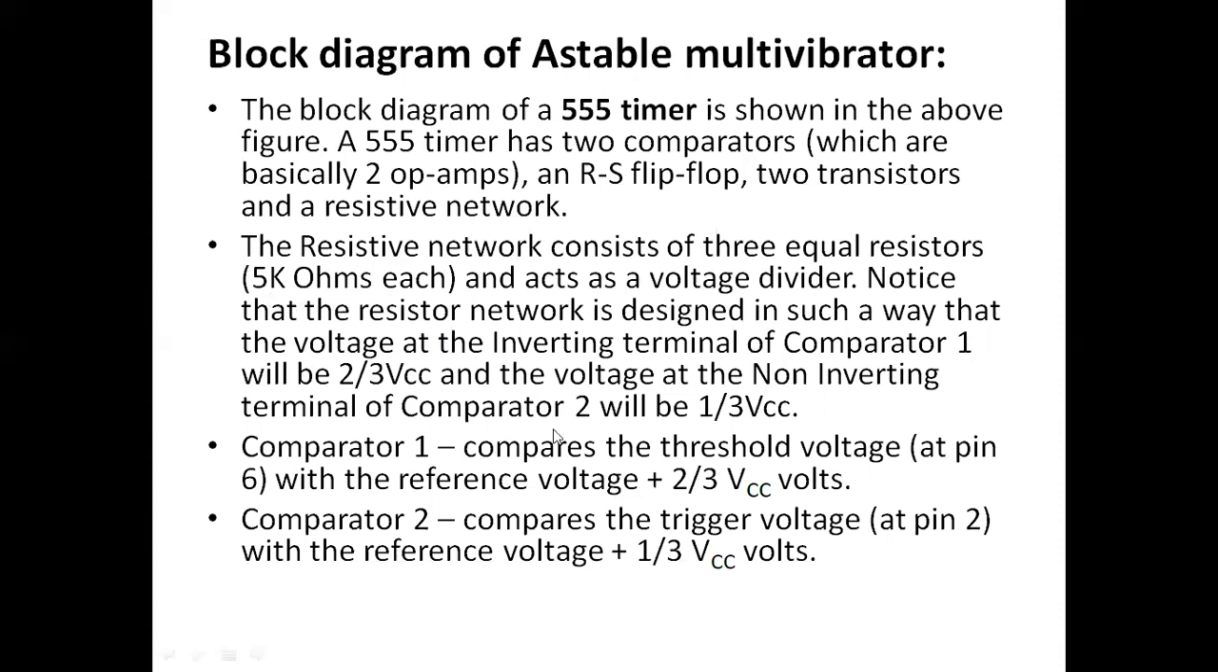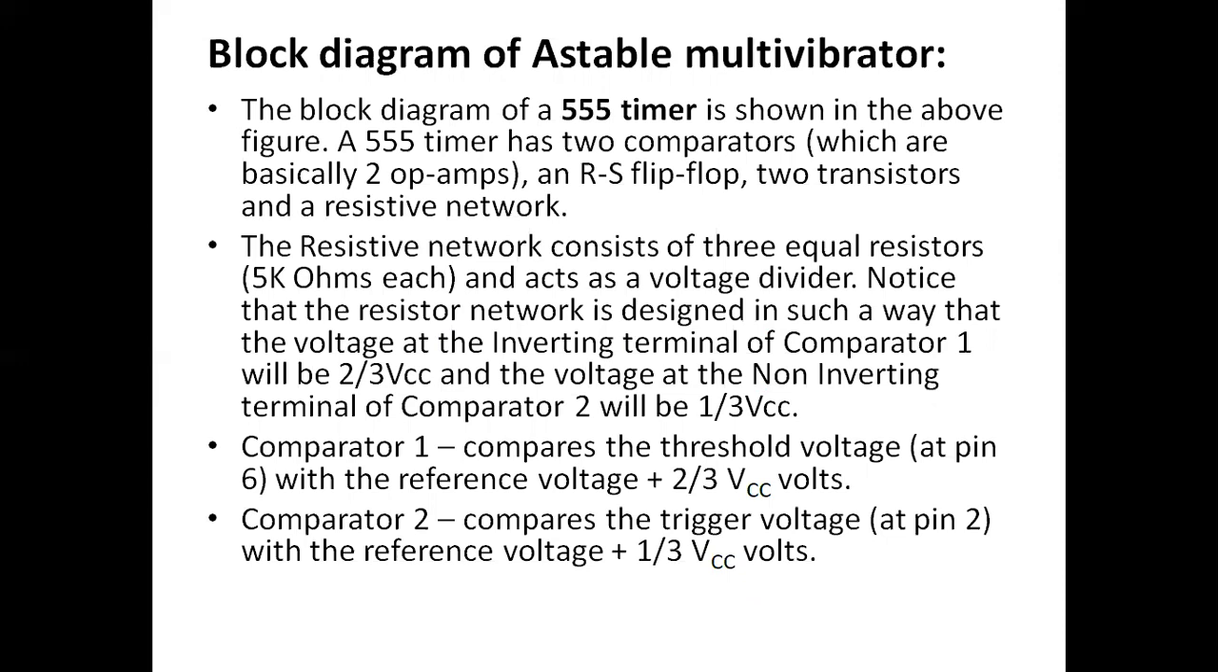Notice the resistor network is designed in such a way that the voltage at the inverting terminal of comparator 1 will be 2 by 3 VCC, and the voltage at the non-inverting terminal of comparator 2 will be 1 by 3 VCC. Already I have said, here we are applying some VCC voltage to the IC555, and we are using a voltage divider network. Whenever we apply VCC, that voltage will be divided equally between those 3 resistances. Then we can get 2 by 3 VCC at comparator 1, and 1 by 3 VCC at the other comparator, that is comparator 2.